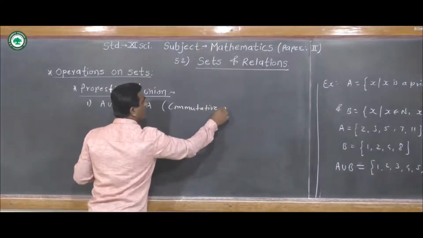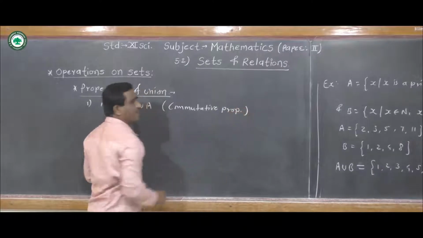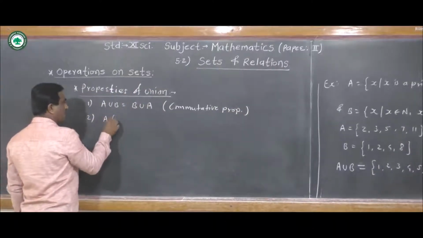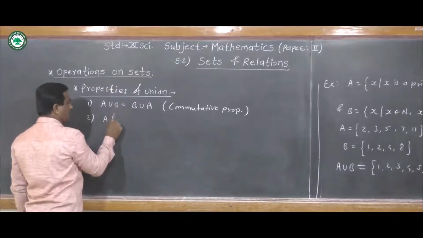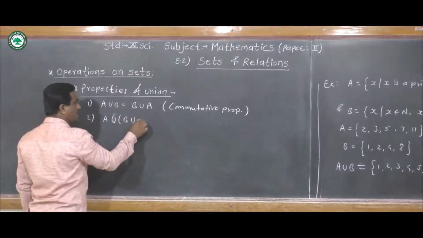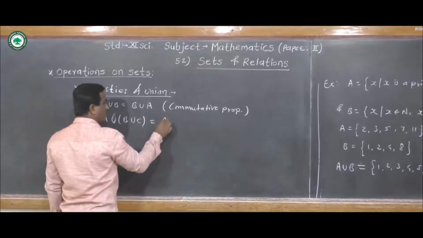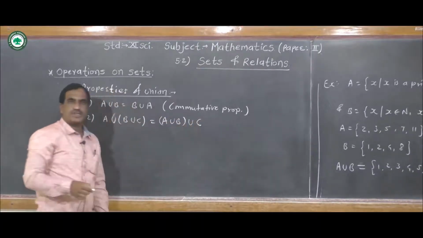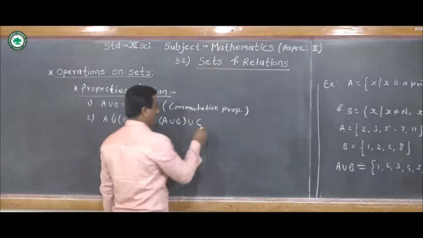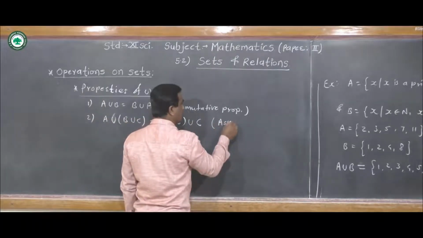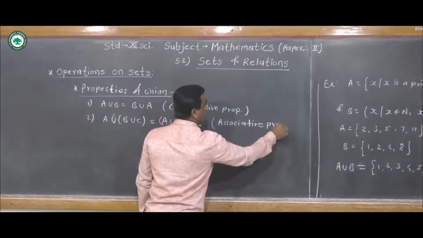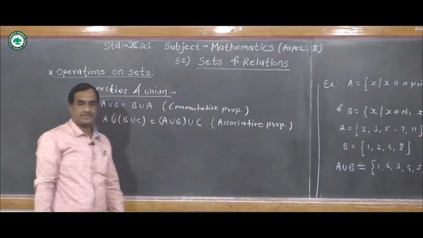Commutative property or commutative law. Second, A union in bracket B union C is equal to A union B union C. This is called as associative property, or associative law. Okay.